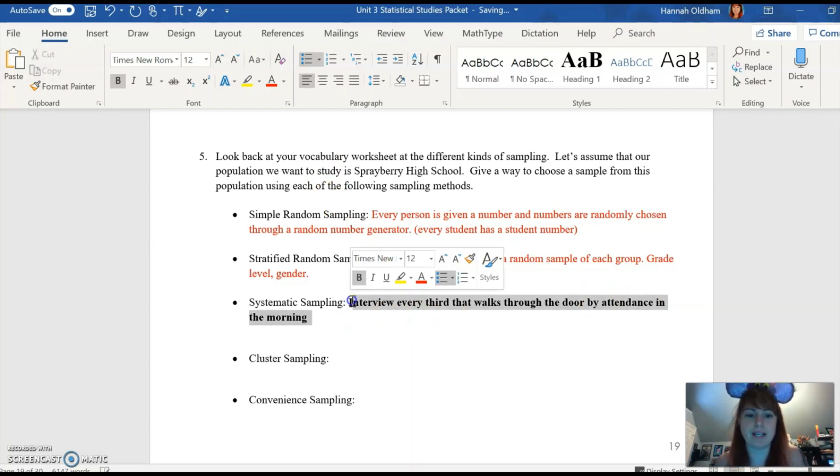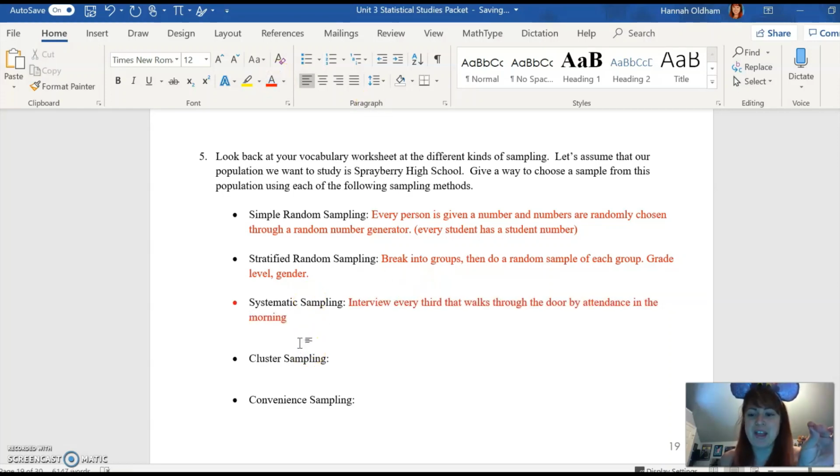But remember, this means that you have to actually do that rule. So you can't be like, oh, that 3rd person is my ex and I hate talking to them, so I'm not going to interview them. No, this is your rule. It's to help take your internal bias out of who you're asking, okay?